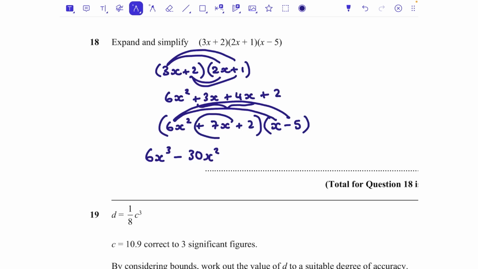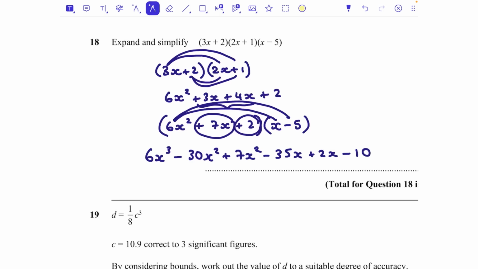Now we're going to move over to the 7x. So 7x times x is 7x squared. And 7x times minus 5 is minus 35x. Then moving over to the 2. 2 times x is 2x. And 2 times minus 5 is minus 10.